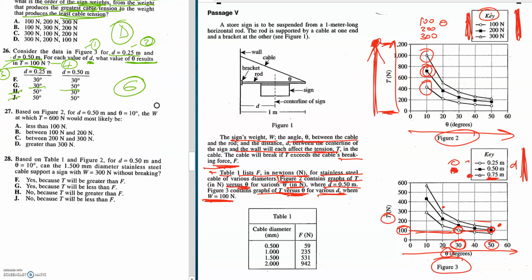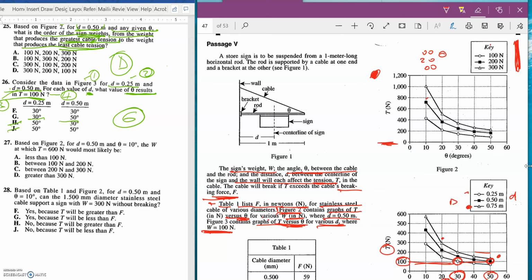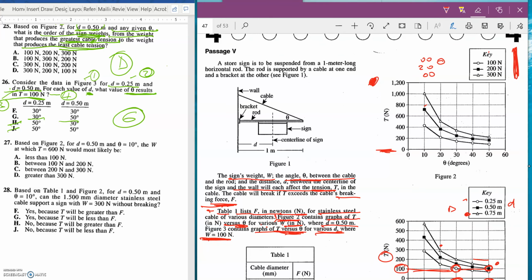All right, 27, based on figure 2, which I've messed up pretty badly, so I'll rub out that. Oops, I did not mean to do that. It won't come out. Come on, there we go. Based on figure 2, for D equals 0.5 and theta equals 10 degrees, the weight at which T equals 600N would most likely be.